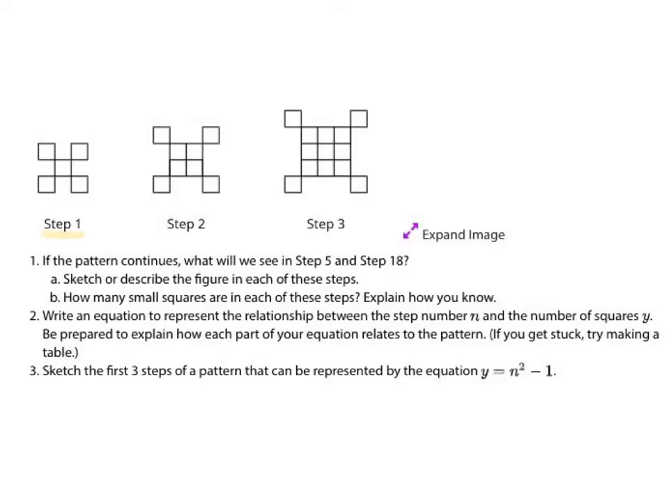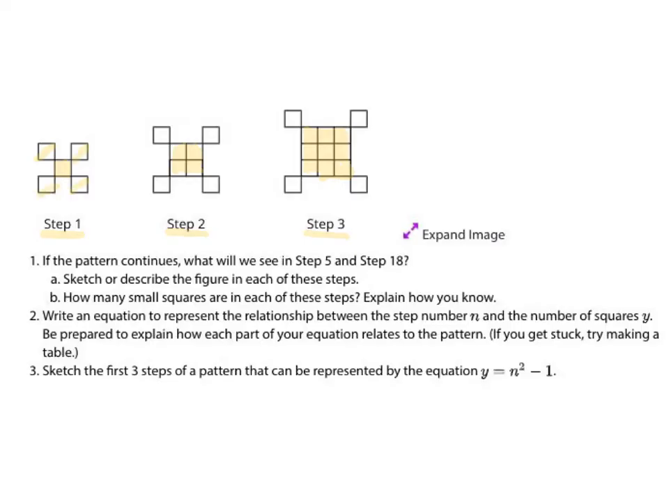First of all, if I look at step 1, looks like I have 1 square in the middle. I wonder if that's part of my pattern. Step 2, I have 2 by 2 squares in the middle. Step 3, I have 1, 2, 3, and 1, 2, 3 squares in the middle. Pretty cool. Now the outside.